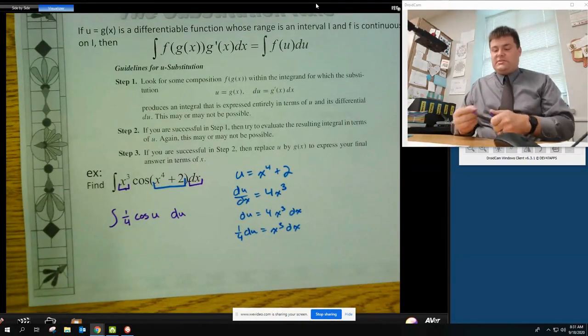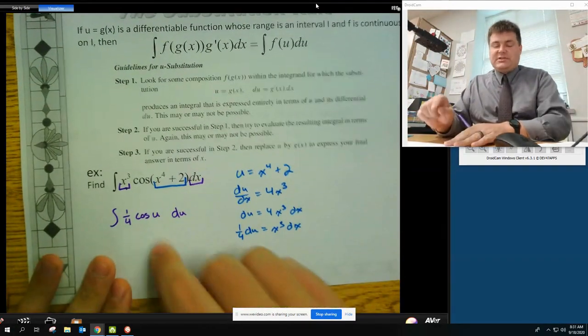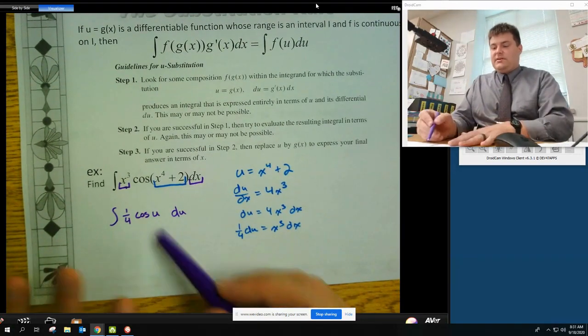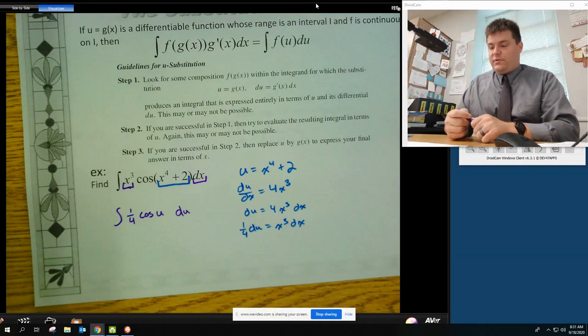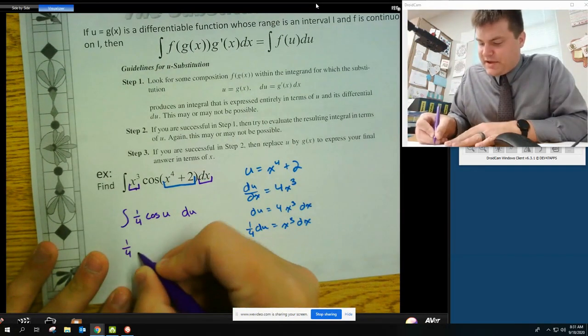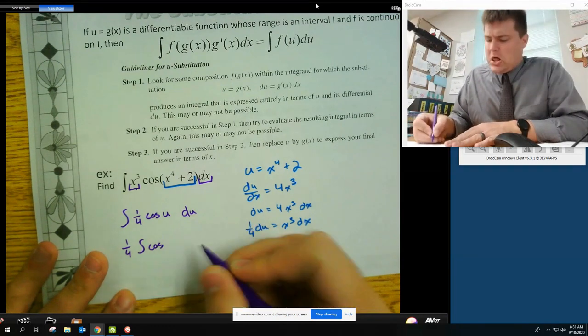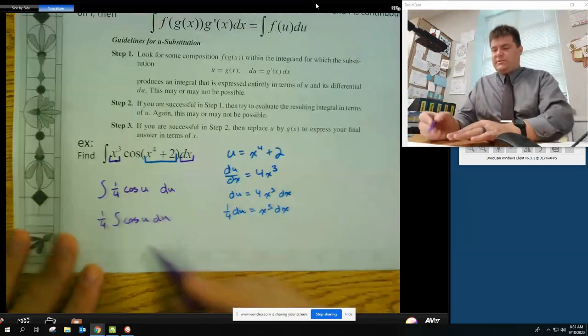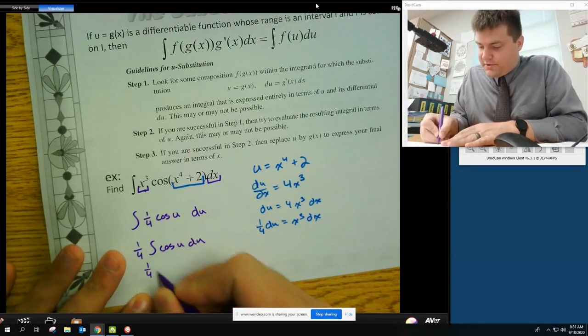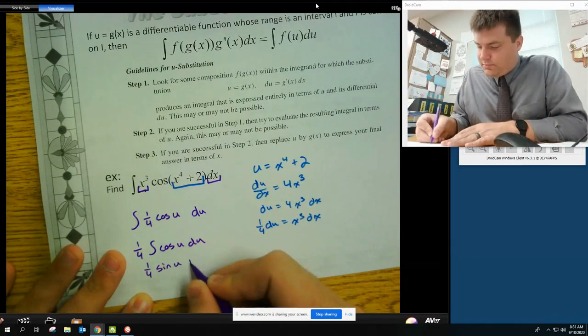And the whole reason I do this is that now this is a much easier function to take the antiderivative of. So what's the antiderivative of 1/4 cosine u? Well, you can just put that 1/4 on the outside and tag along until the very end. So what is the antiderivative of cosine of u? It's going to be sine of u. So it's going to be 1/4 sine of u plus c.